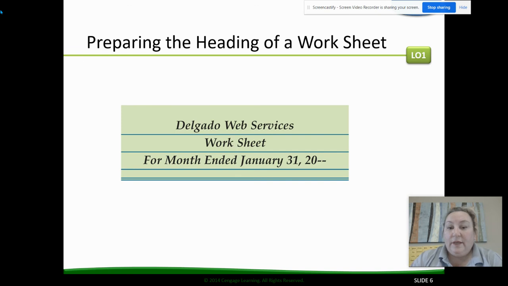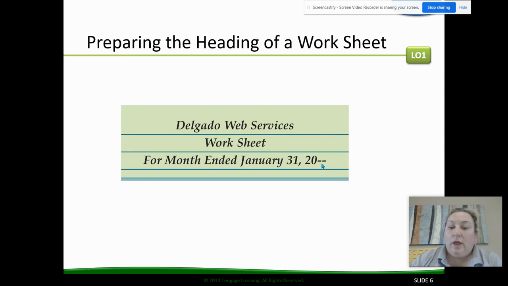So our first step is preparing the heading. So it's always the who, what, and when. Those are our 3 steps for the heading: who, what, and when. Our who in this case is Delgado Web Services. Our what is the worksheet. And our when, because we're looking at a whole period, a fiscal period, and they're doing it for the month. So it says for the month ended January 31st, 20, whatever.